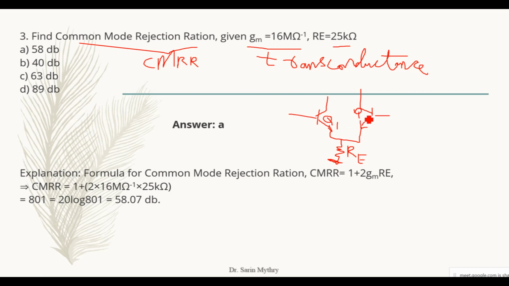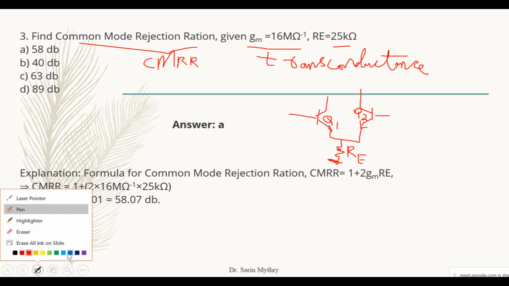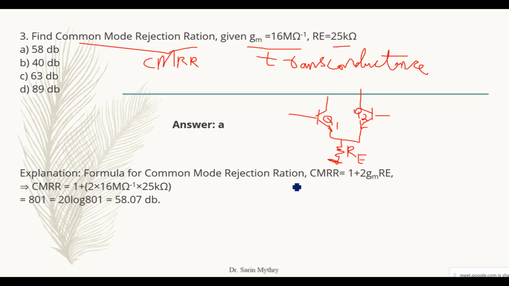So now we are supposed to find out CMRR. The formula of CMRR we have seen yesterday also, but this formula is in terms of your GM and RE. Keep in your mind always, this formula is in terms of your GM and RE. So ultimately this formula is very important. Keep in your mind, this is the formula for CMRR whenever transconductance is given to us and also the emitter resistance has been spoken about.